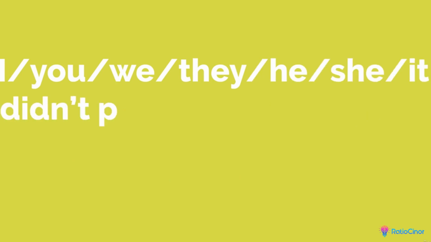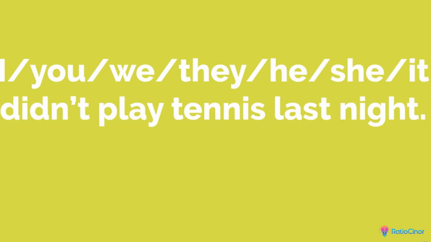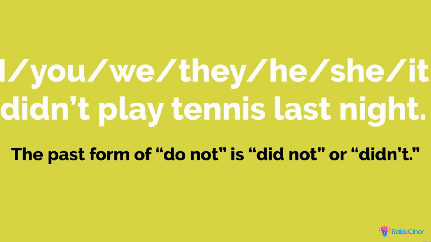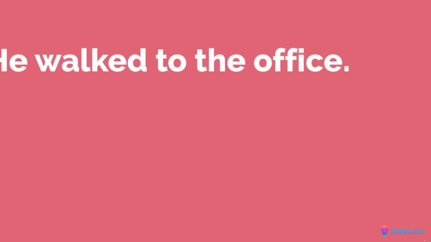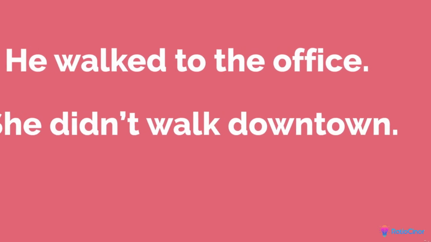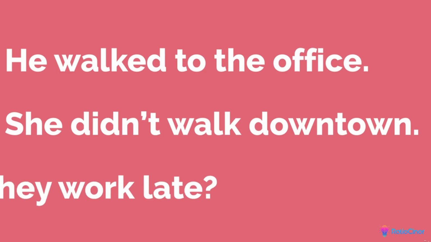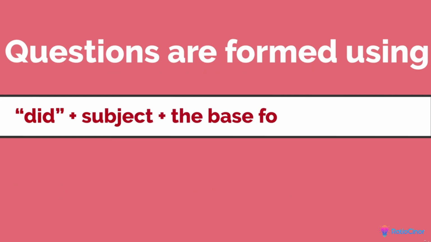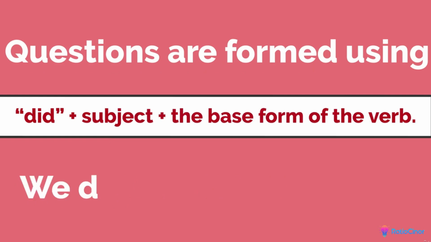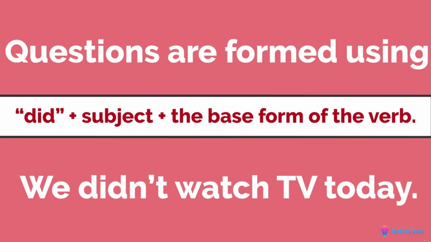I, you, we, they, he, she, it didn't play tennis last night. The past form of do not is did not or didn't. Use the base form of the main verb. More examples. He walked to the office. She didn't walk downtown. Did they work late? Questions are formed using did plus subject plus the base form of the verb. We didn't watch TV today.